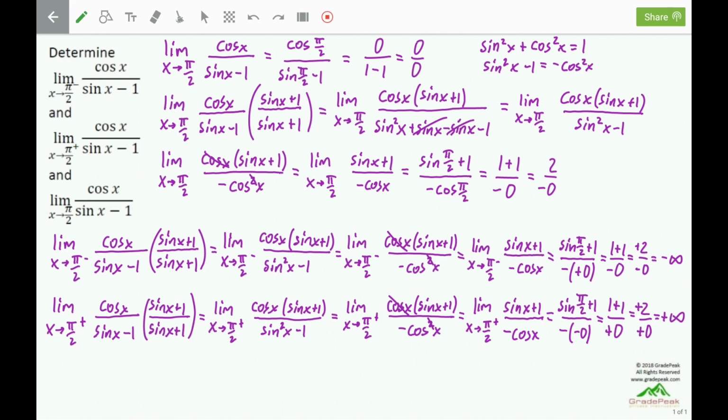The two-sided limit depends on the results of the one-sided limits. They do not match. The two-sided limit up here will be does not exist. And there's the results of the three different limits.